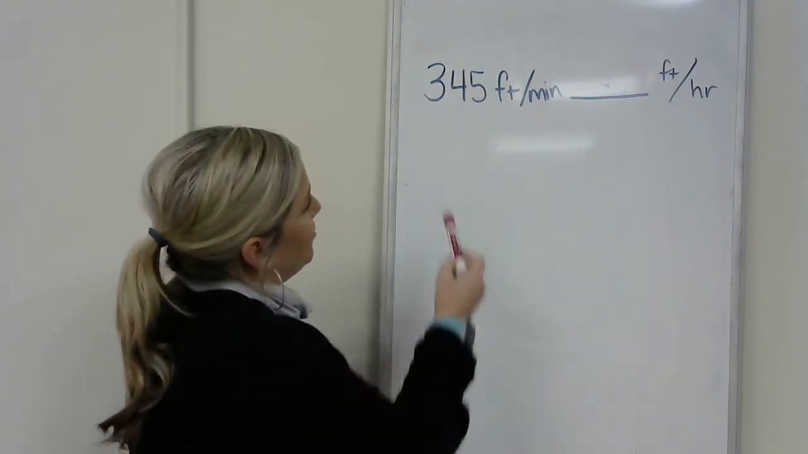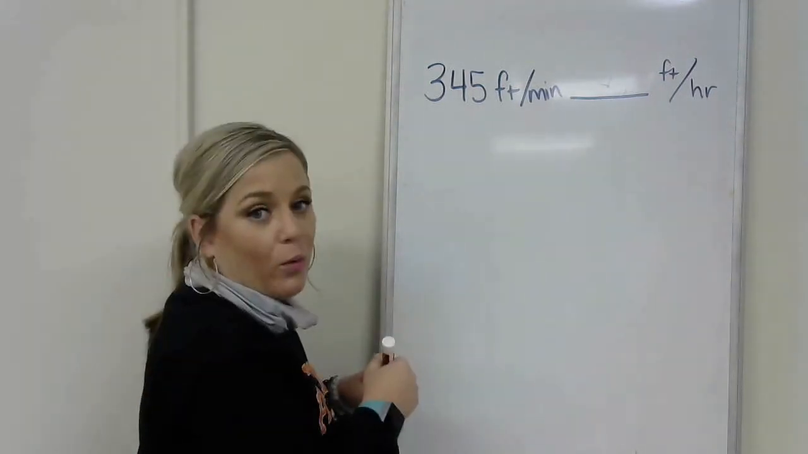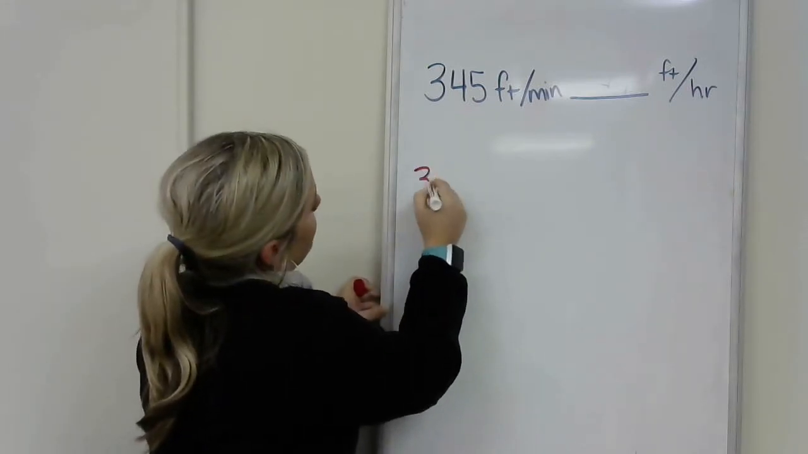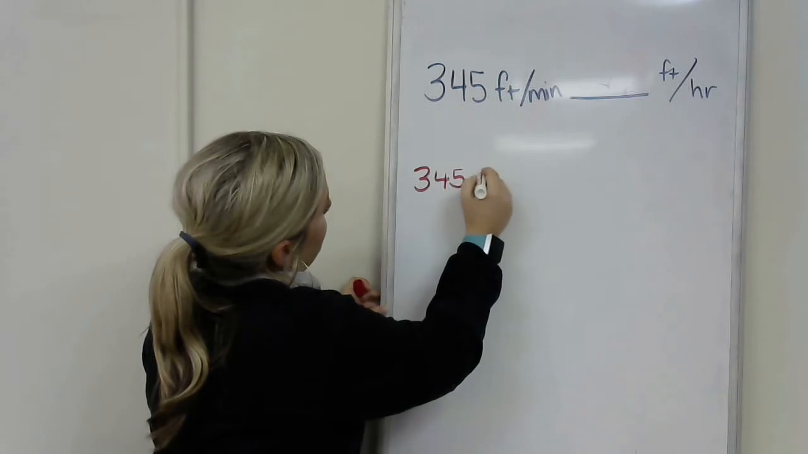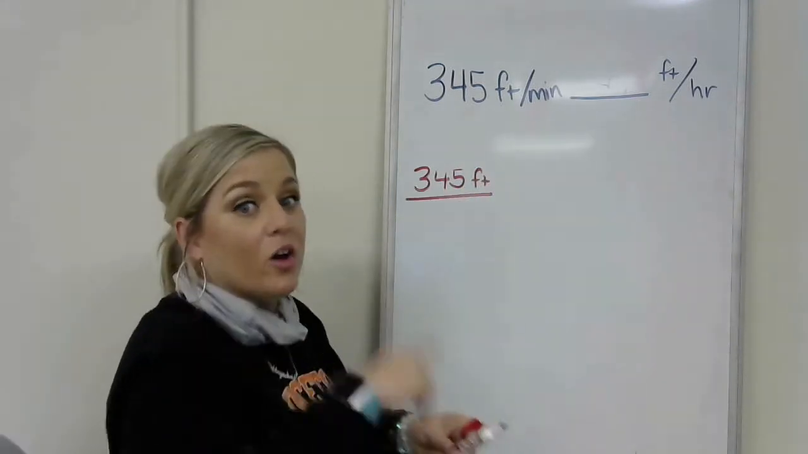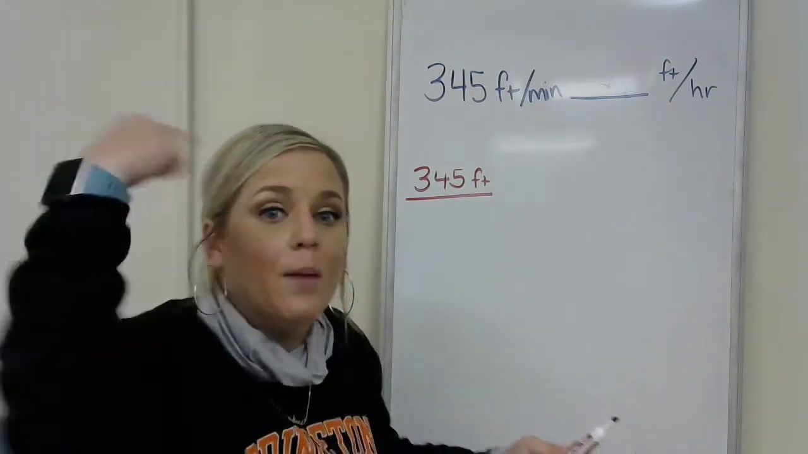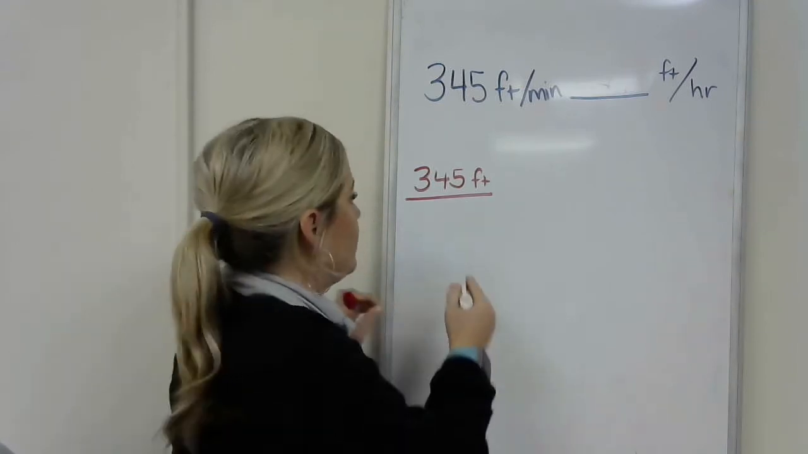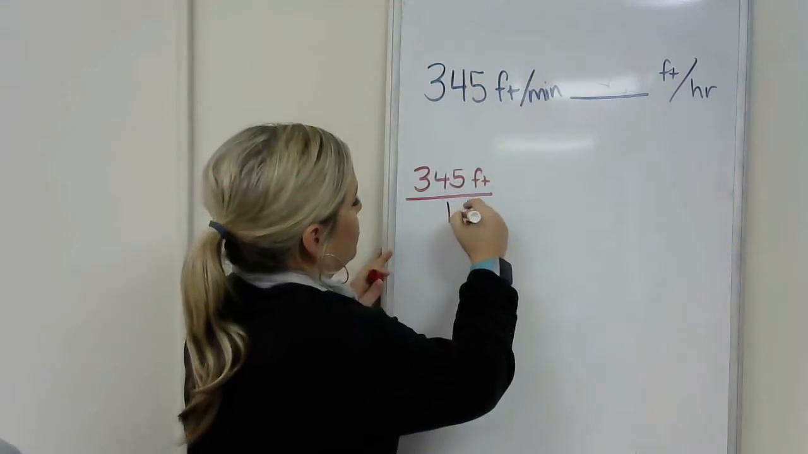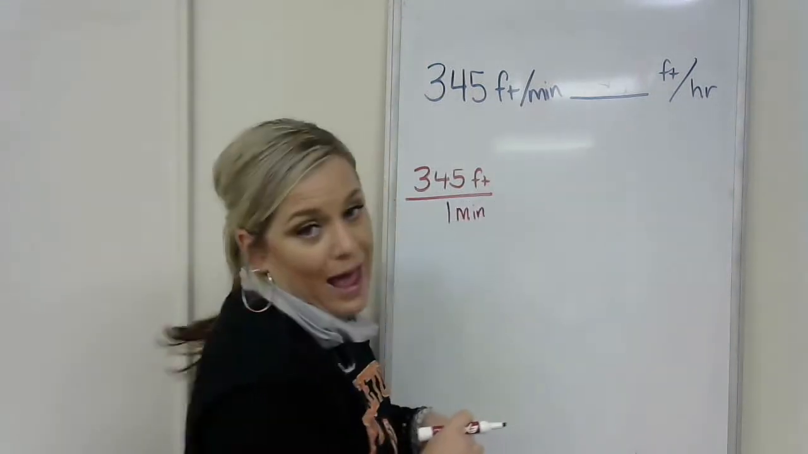Okay, so we have 345 feet per minute, but we want to go feet to hour. We have to get there. So we're converting. We're talking about unit rates, so we know single time, one, is on the bottom when we're doing unit rates, okay? And it's 1 minute.